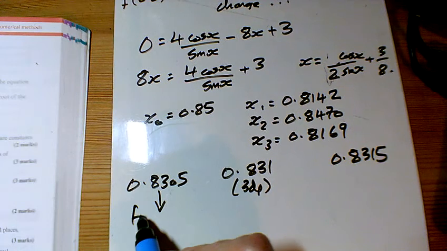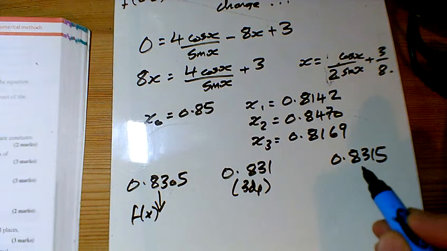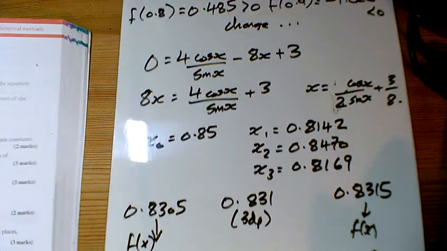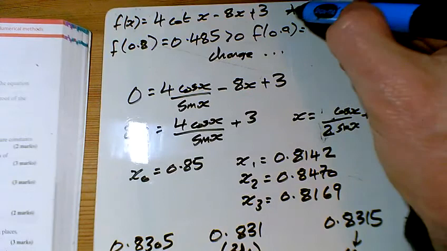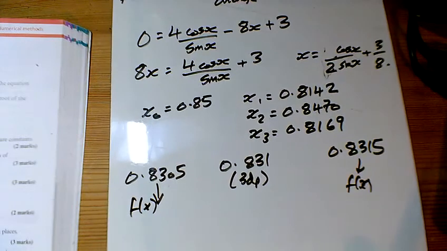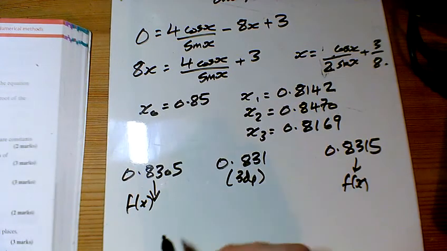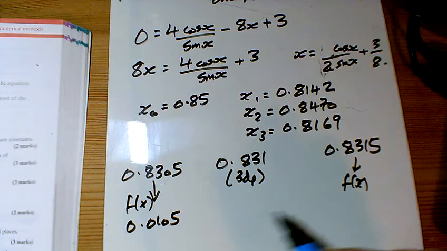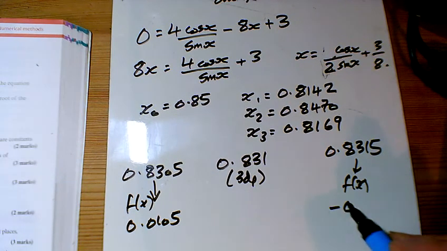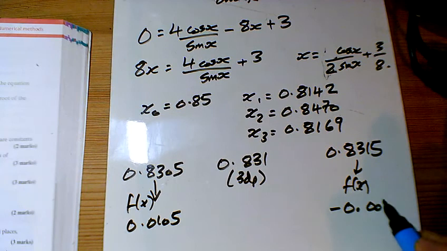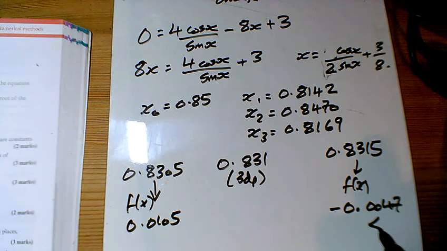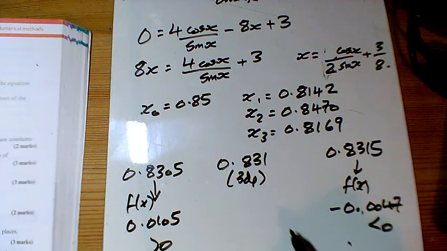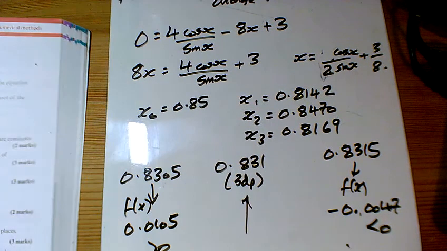And we're going to do f of each of those. So sticking those back in the original thing at the very top there. And what do I get? That one there, I'm getting 0.0105. And that one there, I'm getting minus 0.0047. That one's less than 0. That one's greater than 0. Change of sign. Therefore, there's a root in this interval, which is that to 3 decimal places.